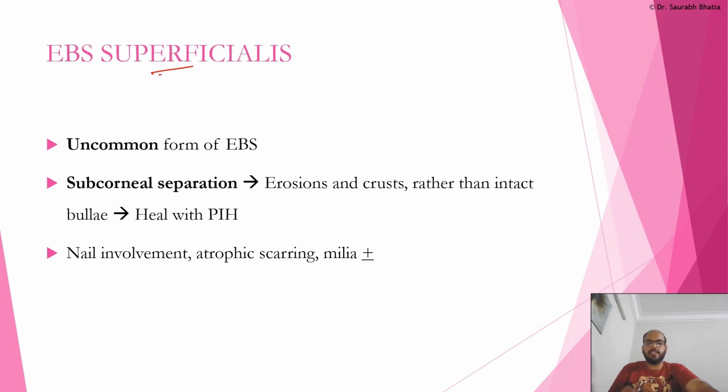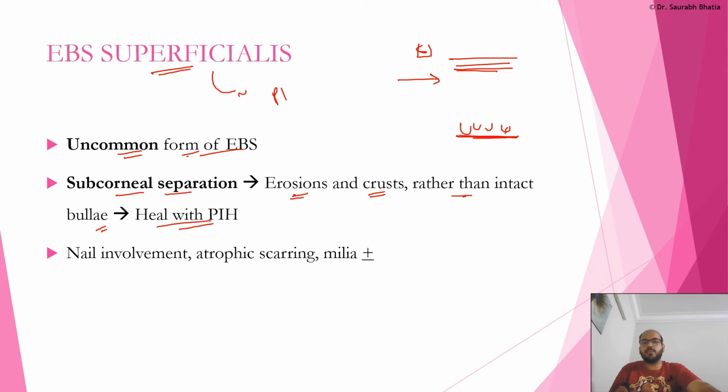EBS superficialis. As the name suggests, there is subcorneal separation. Let me just make a diagram. So here you have the superficial layer and here you have the basal layer. Here the separation is much more superficial at the level of subcorneum. It's an uncommon form of EBS. Subcorneal separation happens and there's more of erosion and crusting rather than intact bullae, and it heals with PIH. You can say that it is somewhat analogous to pemphigus foliaceus because you have a subcorneal separation in the epidermis. There can be nail involvement, atrophic scarring, or milia can be plus minus because the separation is very, very superficial.